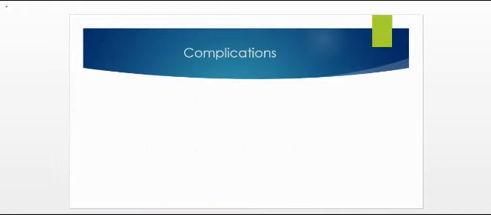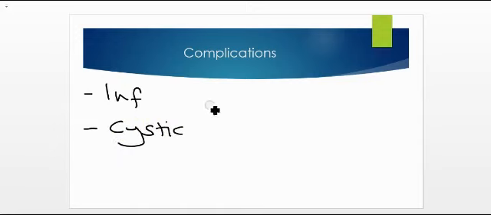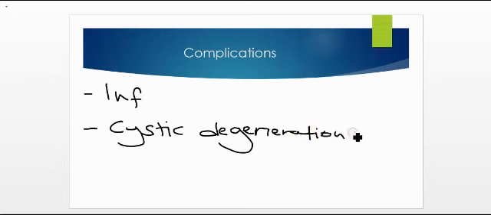Then moving on to complications, obviously it is very simple. The first thing that can happen would be infections, only you got to worry about. Sometimes, yes, you do get cystic degenerations. So that covers your pterygium. Done with pterygium.